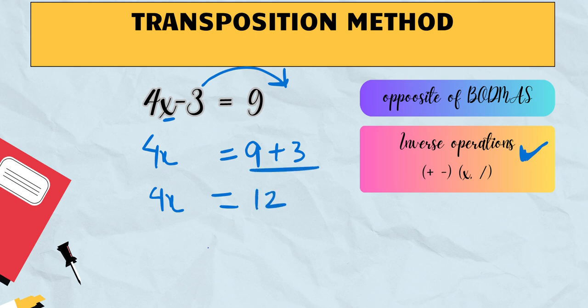Okay, now we have to remove 4. Now the operation between 4 and x is multiplication. Okay, now again we have to transpose the 4 to the other side. So to transpose this 4 on the other side, what will we do? We will again do the inverse operation. So inverse of multiplication is division. So 4 will become the divisor here and you will divide 12 by 4 and you'll get 3.